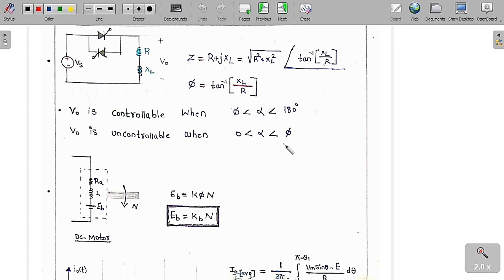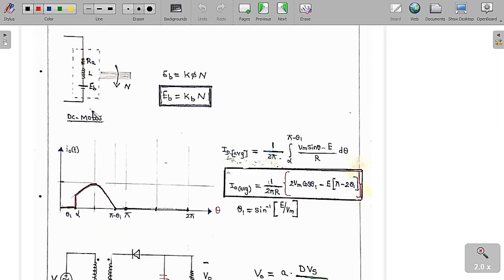So the phase angle of the load is equal to tan inverse of XL by R. If the firing angle of this triac lies between 0 to phi, it is uncontrollable. If it lies from phi to 180, then it is controllable. So the output voltage is uncontrollable when the firing angle lies between 0 to phi, and is controllable when it lies between phi to 180 degrees.